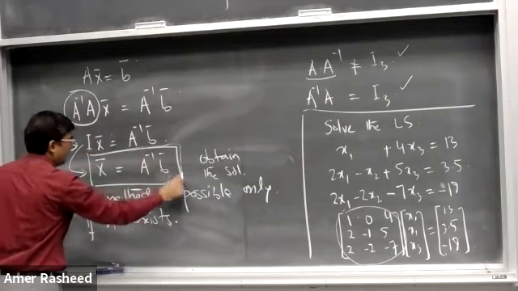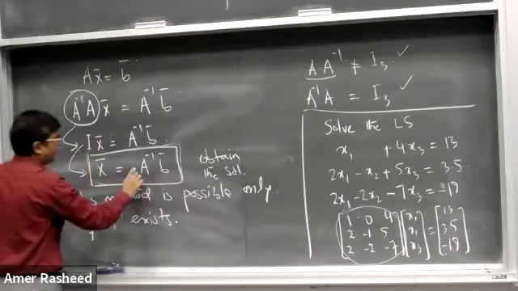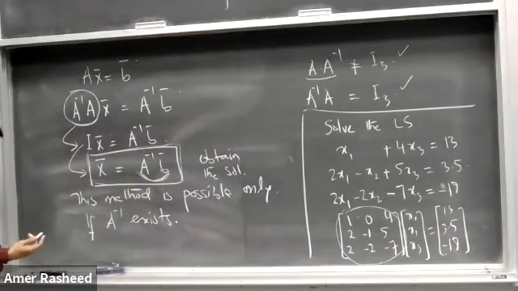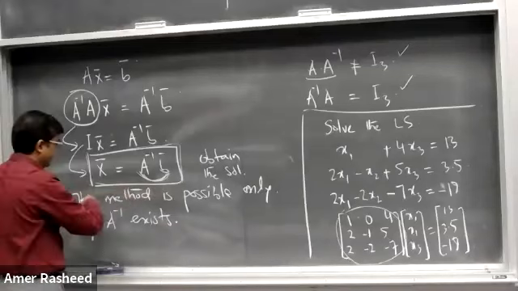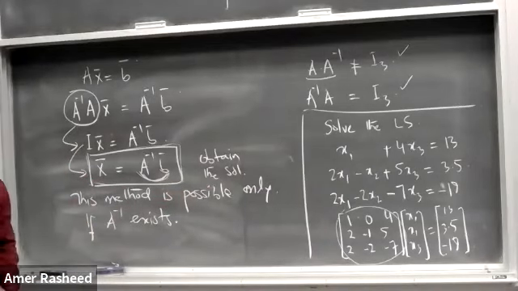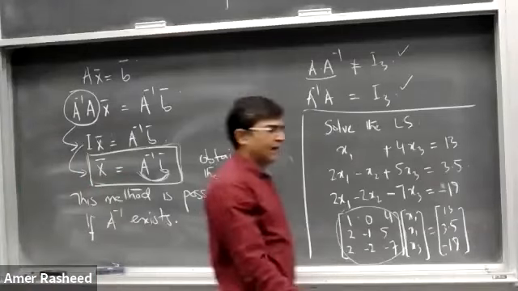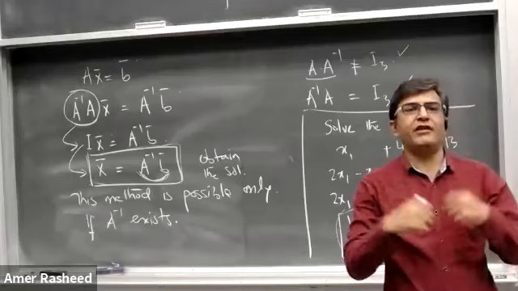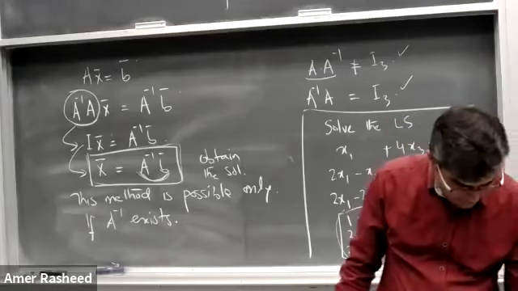So in this way, we can find the solution. Then by multiplying these two matrices, we can obtain the solution directly. So that's why I have written here, this method is possible only if A inverse exists. Otherwise, we cannot use this method. The method which we have already discussed earlier is more general than this method.